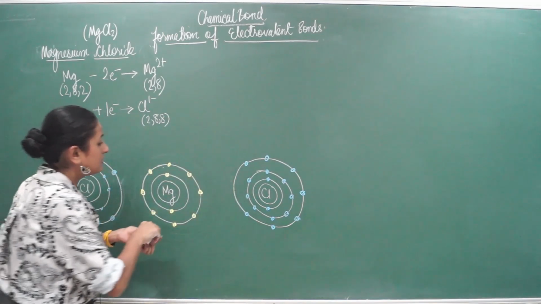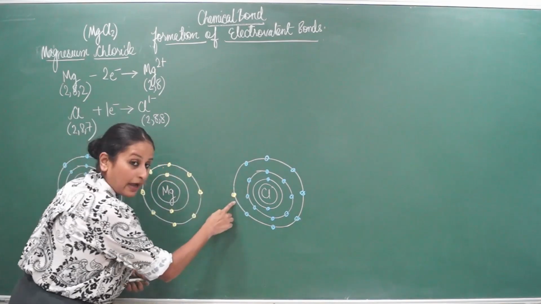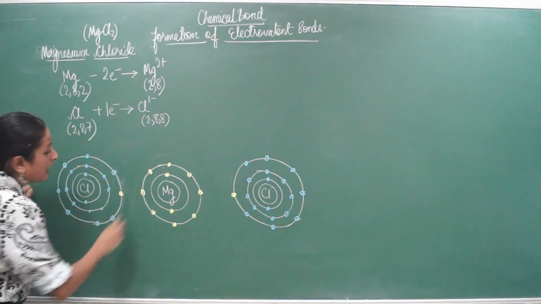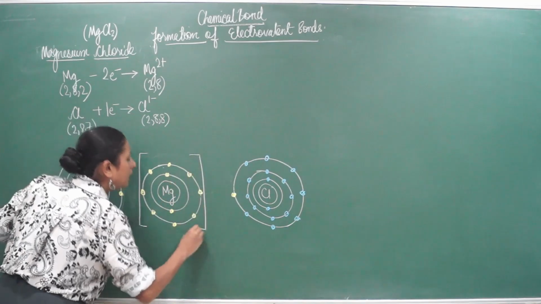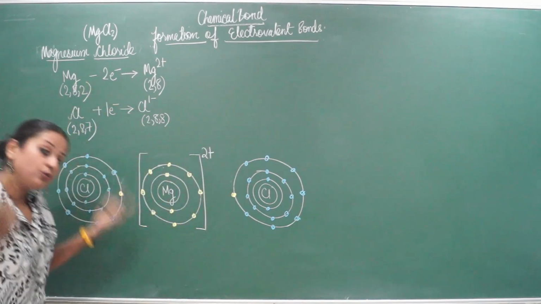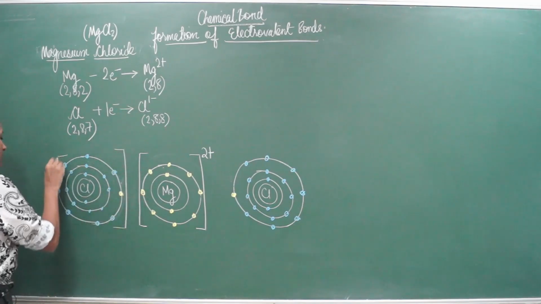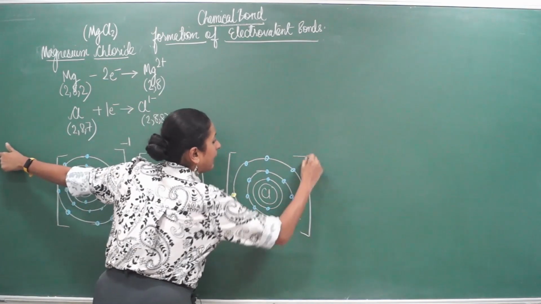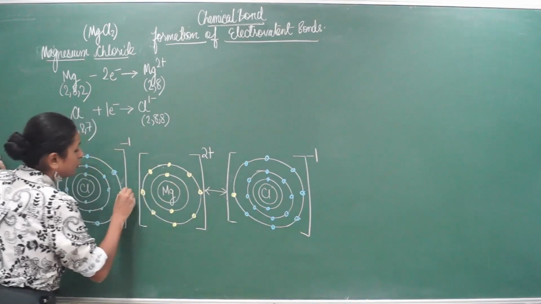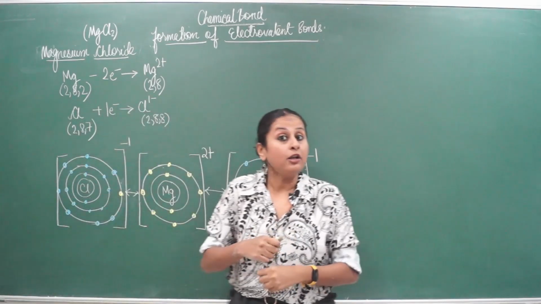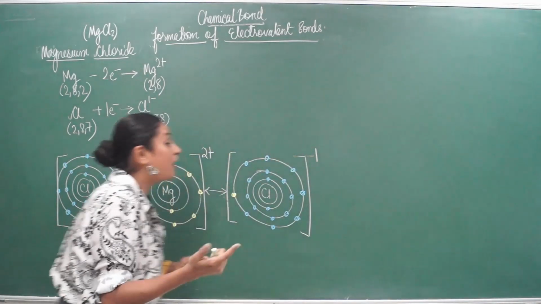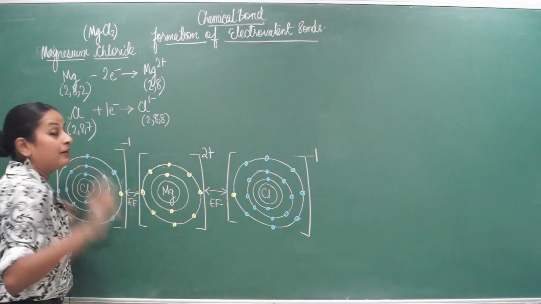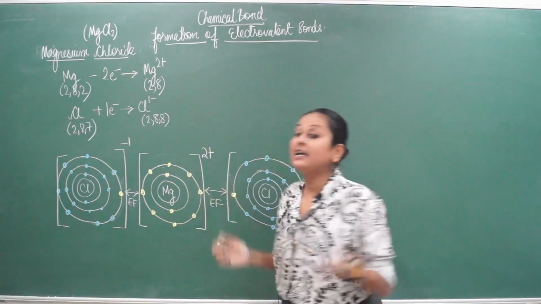So now one magnesium electron has gone to this chlorine and one has gone to this chlorine. So now magnesium gets a 2 plus charge because it has lost 2 electrons. This chlorine gets a minus 1 charge and this chlorine also gets a minus 1 charge. And how are they brought together to form a compound or a molecule? MgCl2 will be formed by the electrostatic forces of attraction. Remember, it's a physical force. It's a physical attraction.